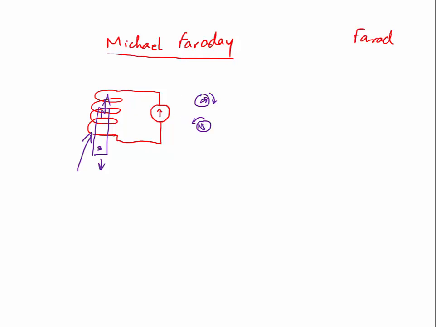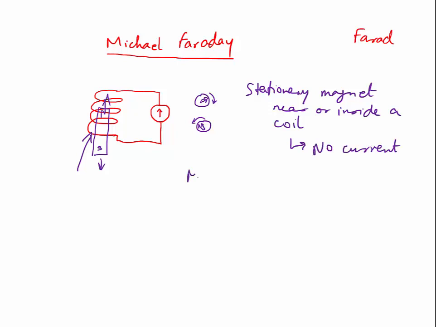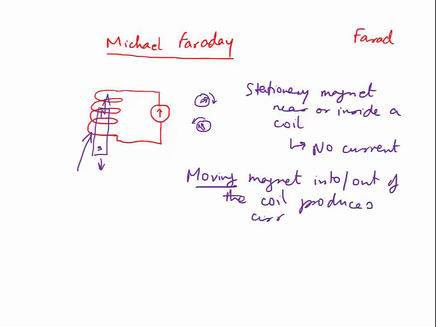You will see some examples of this that I'll bring you in class and demonstrate. And you will also see some PhET simulation lab that you do where you see this for yourself. But the point is, a stationary magnet near or inside a coil produces no current. But a moving magnet into or out of the coil produces current in the coil. So this is a way we can generate current and then use it to power all of our devices.